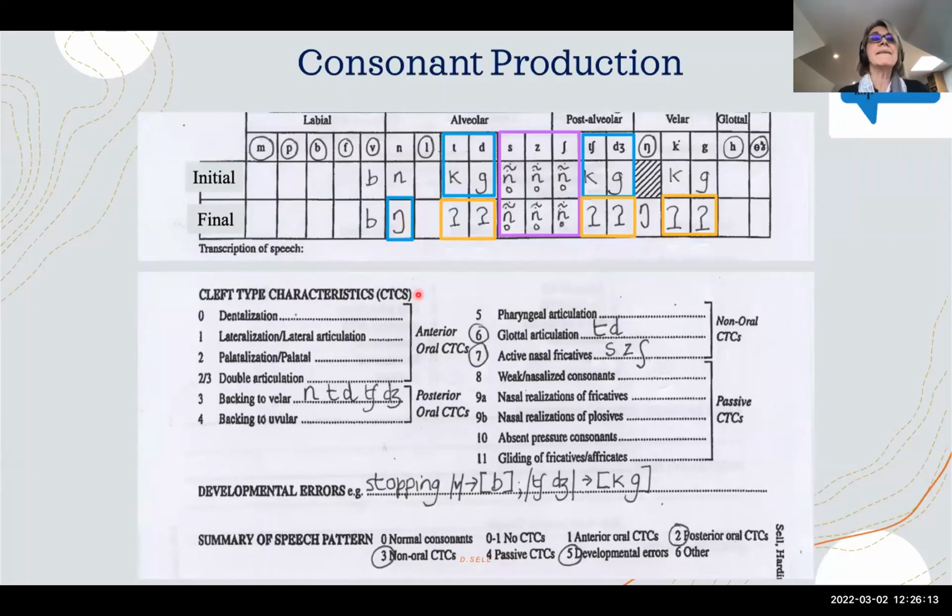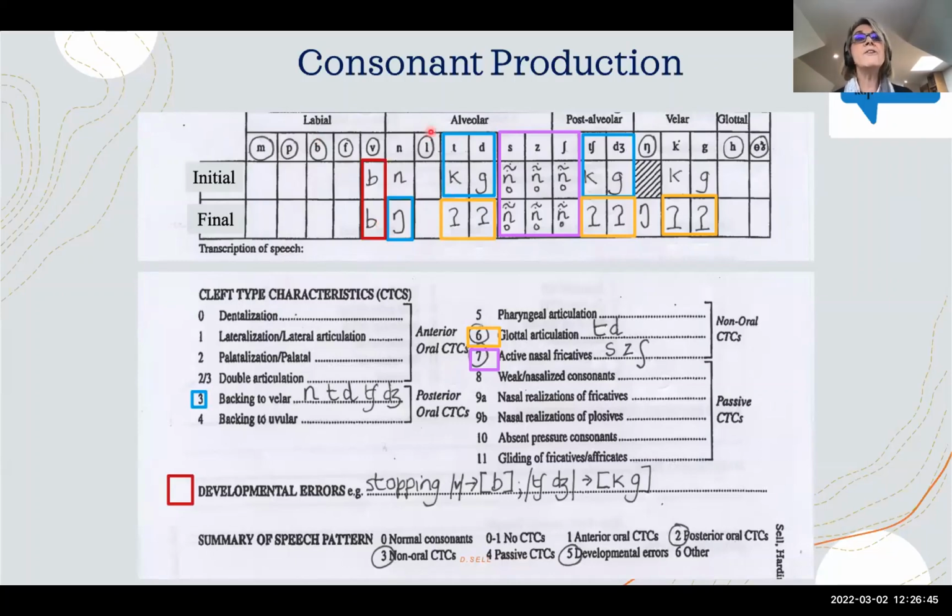So then what happens is you would look at your data and code it to the Cleft speech characteristics below. So the blue comes down here to backing to velar. You list the consonants affected, so you know there are 5 consonants affected there. Then you code your glottal articulation here and your nasal fricatives here. In addition, you can see this patient has an example of stopping, a developmental error, which are common in Cleft speakers too. So we're able to code that information.